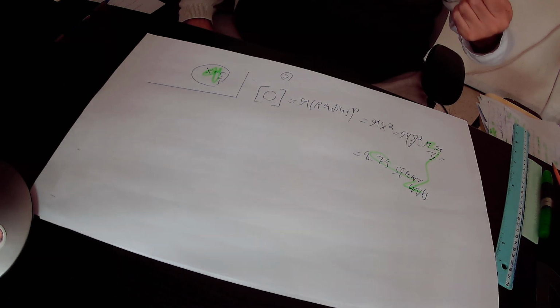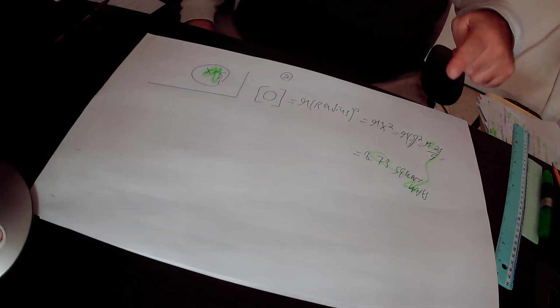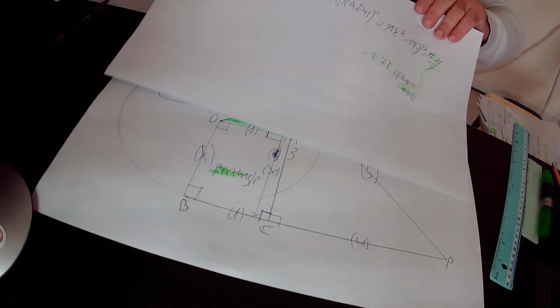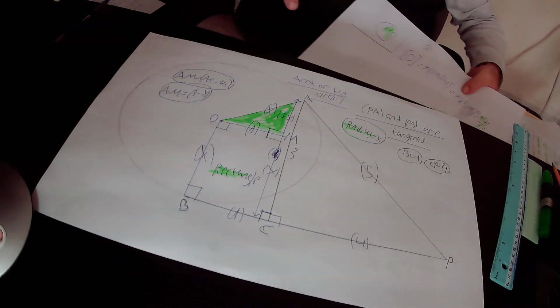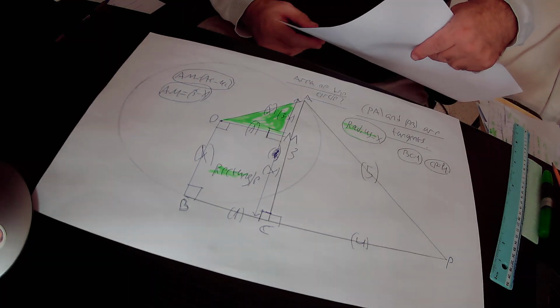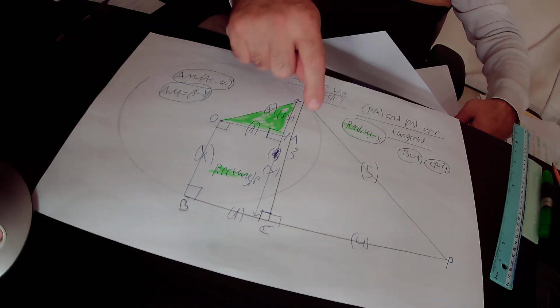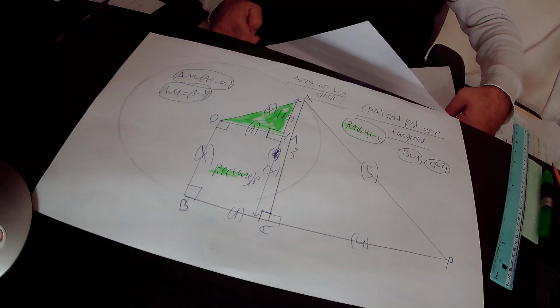5 thirds squared equals 5 squared, that is 25, over 3 squared, that is 9. So in total, the area that we are looking for, that is the area of this circle, is equal to 25 pi over 9 square units. In terms of numbers, the area of this circle equals 8.73 square units.